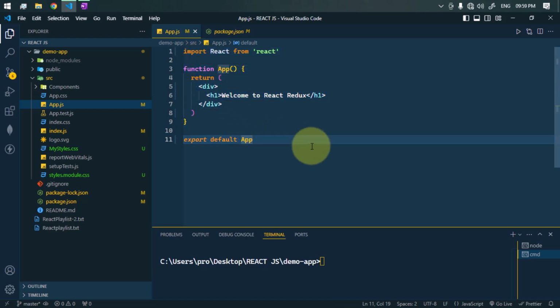In the next video, we're going to see how we can create the store and set up the reducers to modify the state. So that's it for the video.